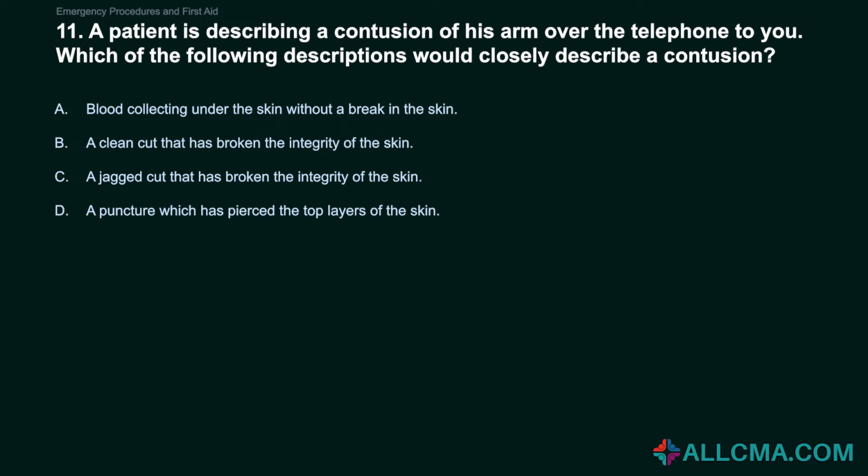11. A patient is describing a contusion of his arm over the telephone to you. Which of the following descriptions would closely describe a contusion? A. Blood collecting under the skin without a break in the skin. B. A clean cut that has broken the integrity of the skin. C. A jagged cut that has broken the integrity of the skin. D. A puncture which has pierced the top layers of the skin.